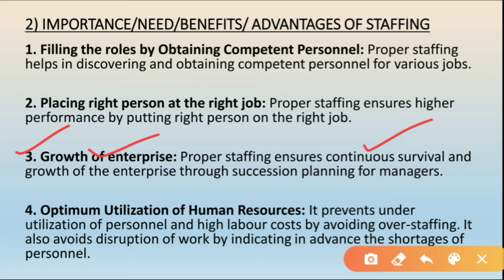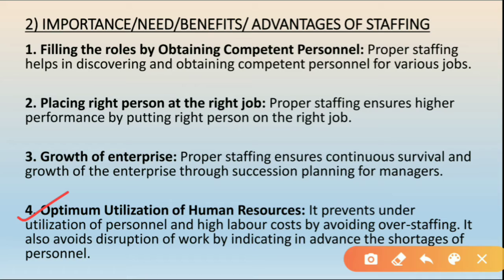So for the growth of the enterprise, it is very necessary for the manager to select the right person. Because of the right person, they are able to carry out the work efficiently. Efficient employees will be there, they will do their work very efficiently, and they will give more benefits to the organization. And when the organization gets benefits, definitely it will grow. And when the business starts growing, then definitely it will survive in the market for a longer period of time, right? Now, the fourth point is optimum utilization of human resources.